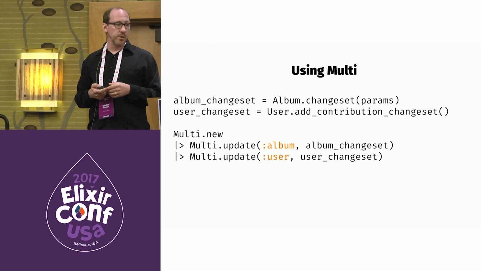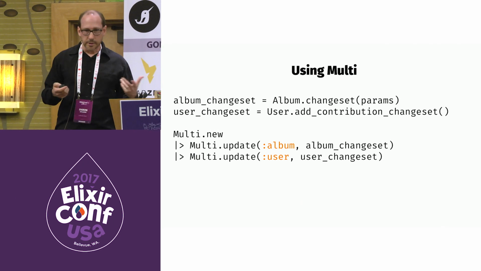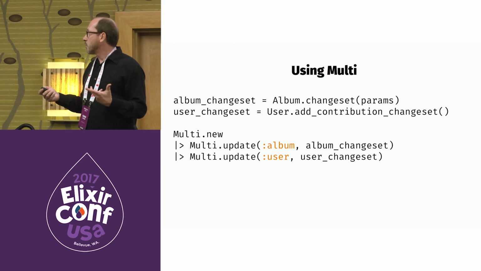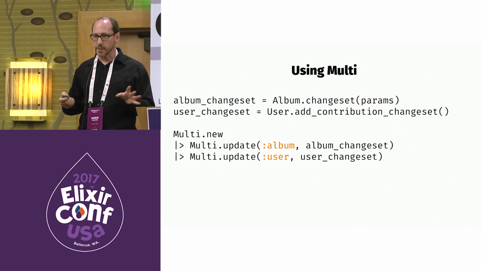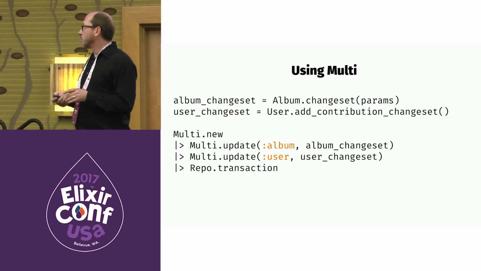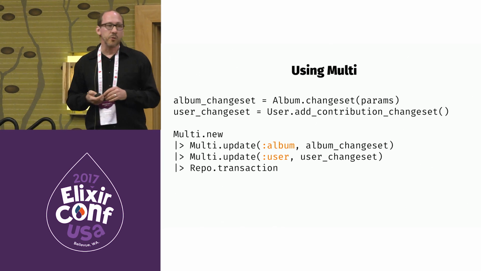We do the same thing for the user change set. We call this one user. We give it the user change set, and we're ready to go. Now again, at this point, it's just a data structure. Nothing has happened in the database yet. Once we're ready to go, we hand that off to Repo.transaction.